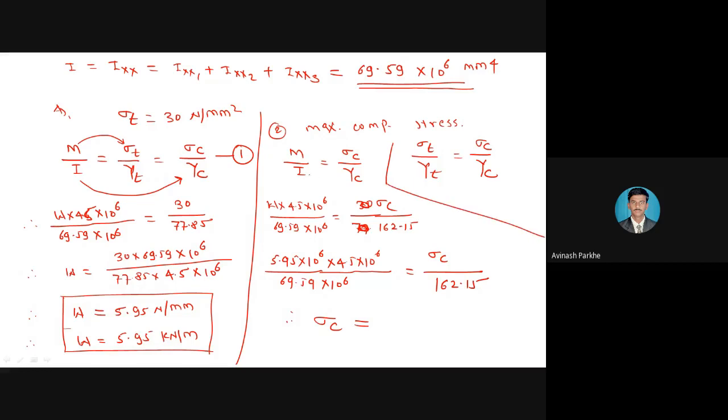I have taken the formula M upon I is equal to sigma C upon YC. M is available in the form of W, but the W value we have already calculated. So put that particular W value, and you will get sigma C as the only unknown parameter. What is the value of sigma C?